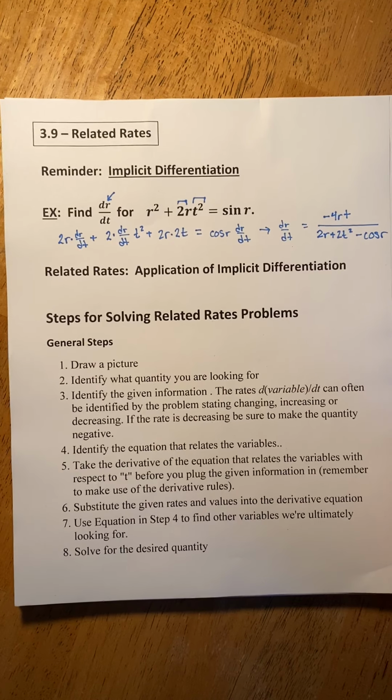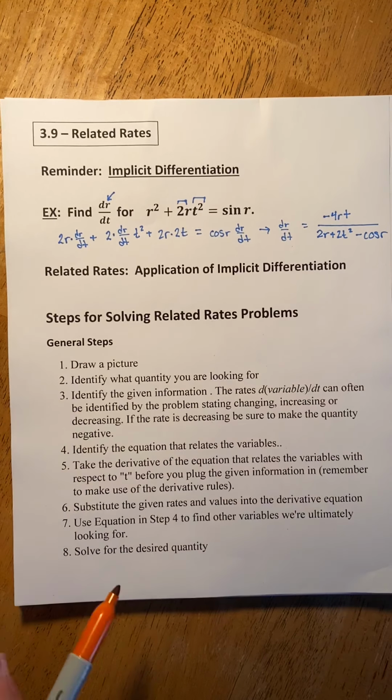So typically with related rate problems, things are changing with respect to time, and this can often be identified in the problem by the words increasing, decreasing, changing. If the rate is decreasing, make sure you make the quantity negative. Identify an equation that relates all your variables. Take the derivative of each side with respect to t. Don't plug in anything that's changing. Do not plug in until after you set up the equation and took the derivative. And then go back to find anything we're looking for, and then solve for the desired quantity.